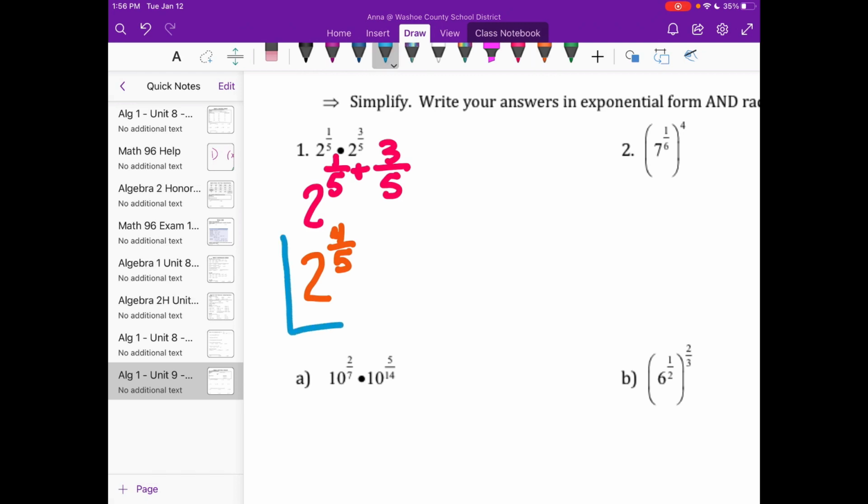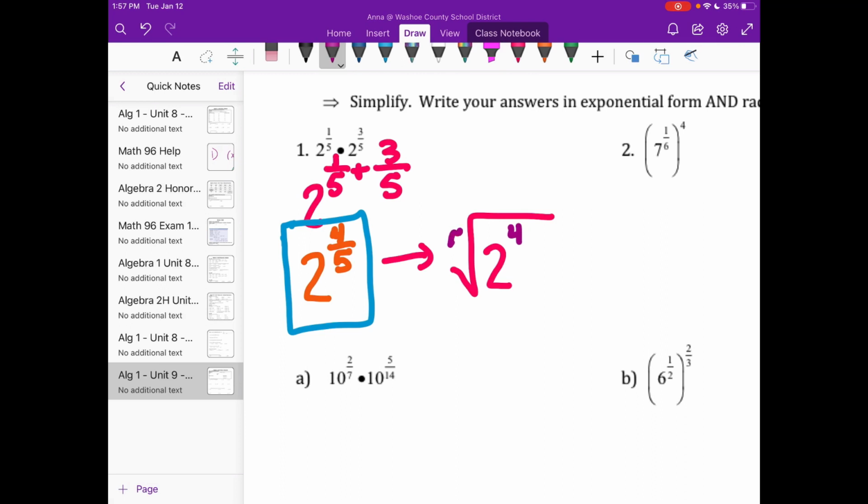Now, this is one part of my answer. This is that exponential form because it still has an exponent. Now, to go to that radical form, we have to put the 2 inside a little radical jail. That's what I call it. The top number tells you how many times to write the 2. So 2 to the 4th, there's going to be 4 2s in there. And then the bottom number is your radical number, or groups of that number. So the 5 goes on the outside of the radical.